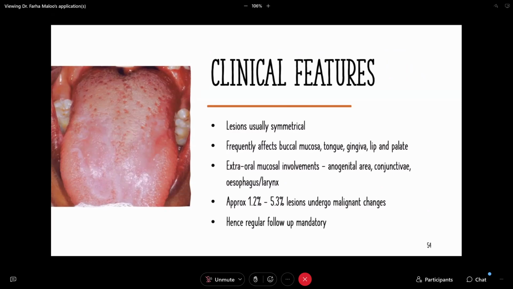The clinical features include lesions which are usually symmetrical, frequently affecting the buccal mucosa, the tongue, gingiva, lip, and the palate. There are extraoral mucosal involvements. There could be involvement of the genital region, conjunctiva, esophagus, or the larynx. Approximately 1.2 to 5.3% of lesions undergo malignant changes. Therefore, patients with lichen planus have to be asked to follow up regularly.